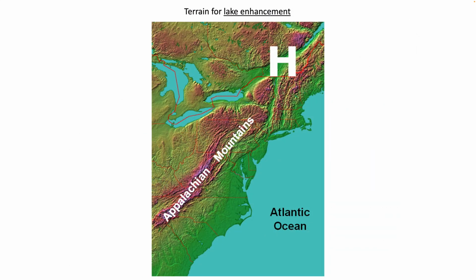Now, the Appalachian Mountains are also really important when it comes to lake effect. So terrain also plays a role in lake effect snow, which is a big part of our winter climate here in Ohio, at least in the eastern part of the state and the northeast in particular.